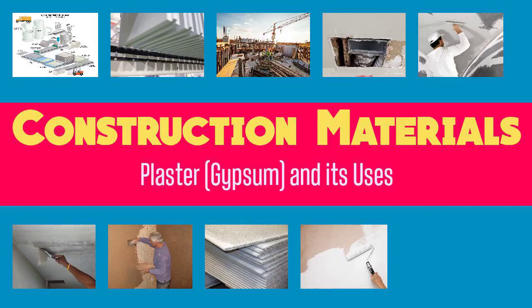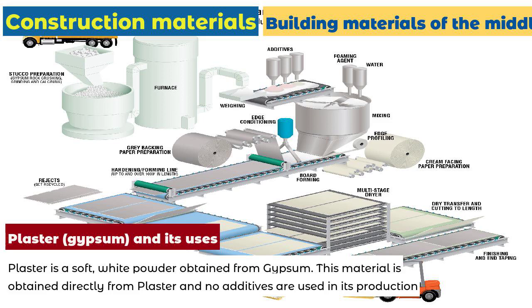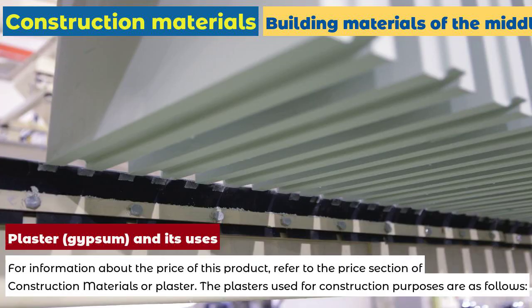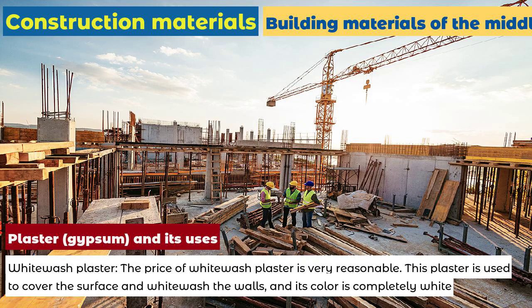Plaster, gypsum, and its uses. Plaster is a soft, white powder obtained from gypsum. This material is obtained directly from plaster and no additives are used in its production. For information about the price of this product, refer to the price section of construction materials or plaster. The plasters used for construction purposes are as follows. Whitewash plaster. The price of whitewash plaster is very reasonable. This plaster is used to cover the surface and whitewash the walls, and its color is completely white.